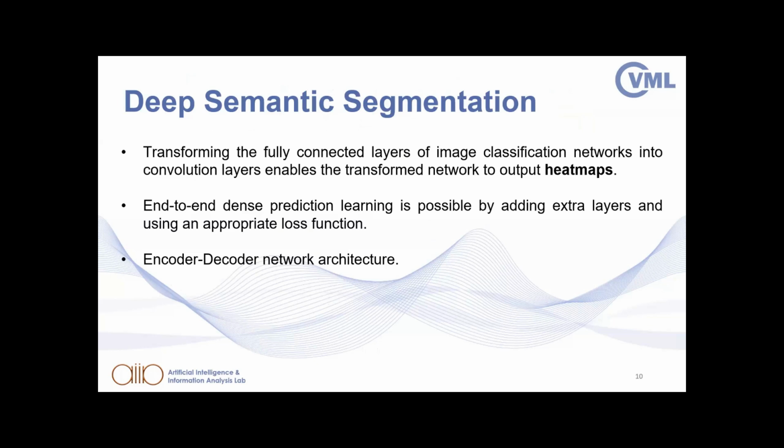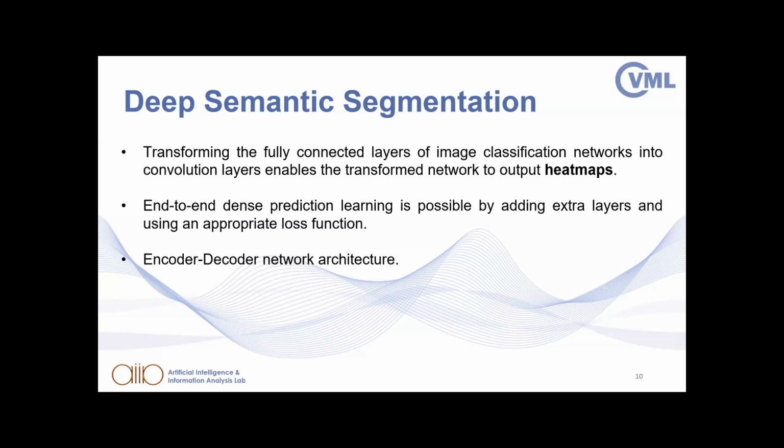This slide explains how deep semantic segmentation is achieved using advanced neural network techniques. First, we can transform image classification networks by replacing their fully connected layers with convolutional layers. This change allows the network to output heat maps, which are visual representations showing the likelihood of specific regions, for example, flooded areas in an image.